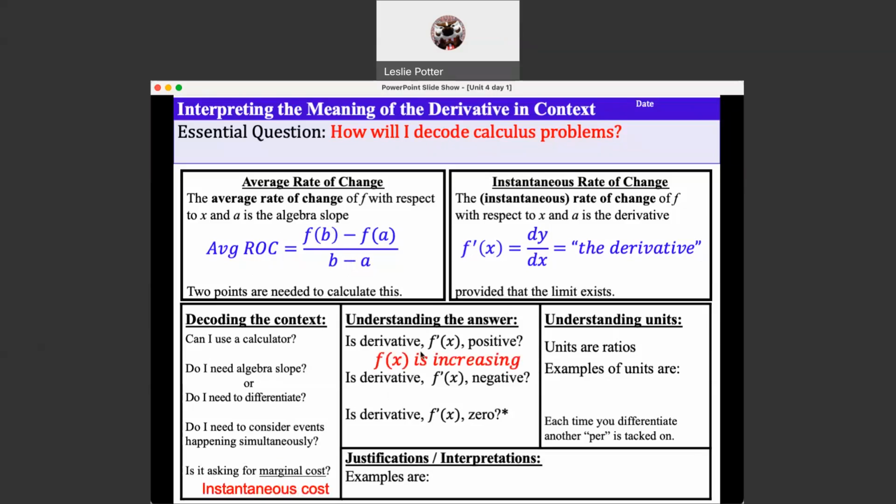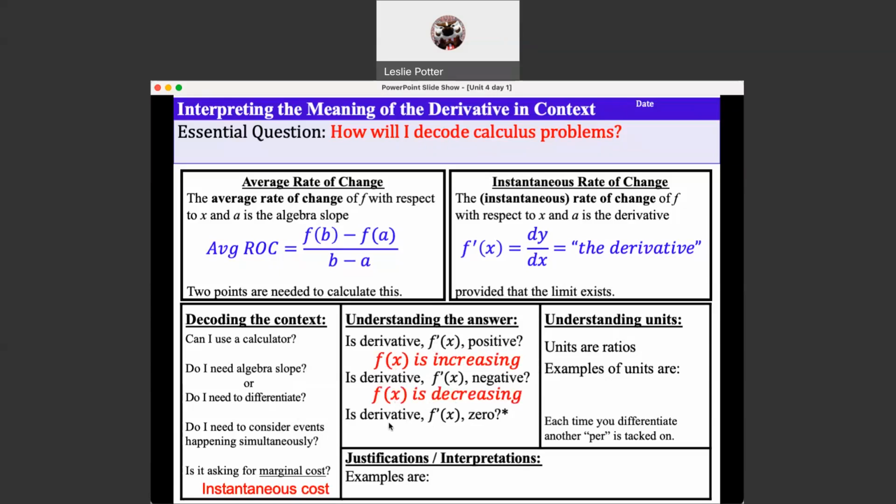Let's talk about understanding the answer. So is the derivative positive? If f prime is positive, right, if that's the derivative that's positive, then the function itself is increasing. Think about a positive tangent line, right? It slopes upward, which means the function values are increasing or moving upward. Then the opposite of that is, is the derivative negative? If so, the function itself is decreasing.